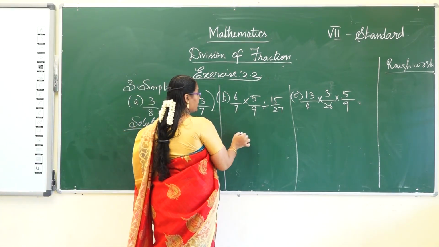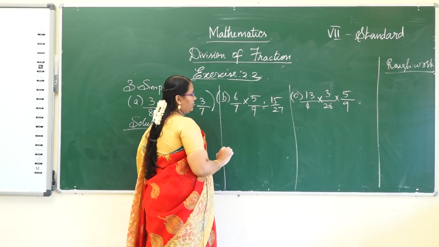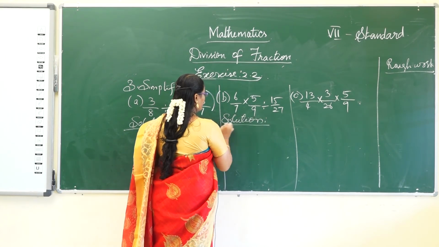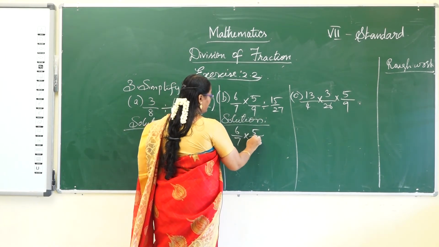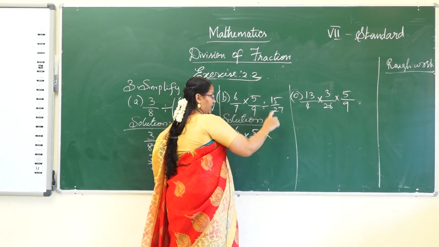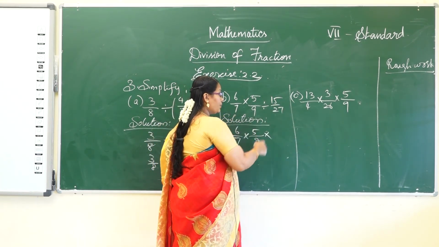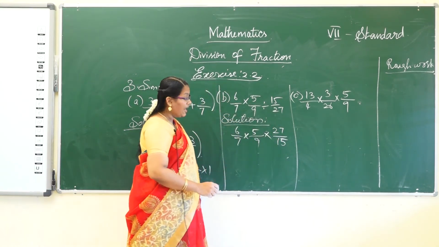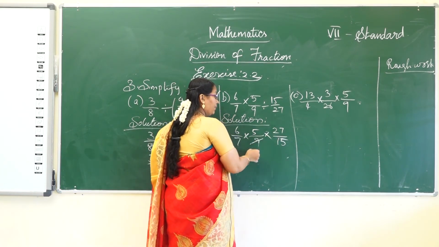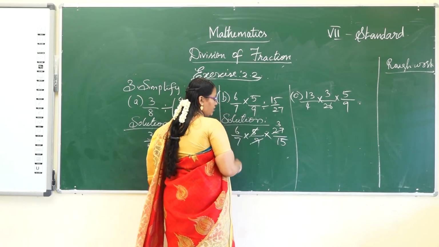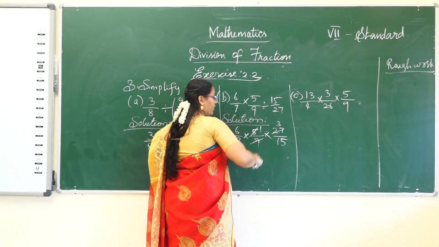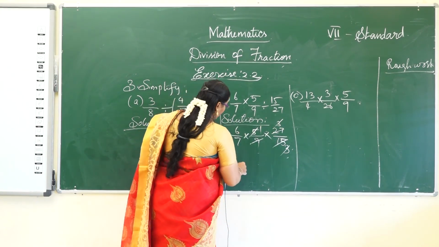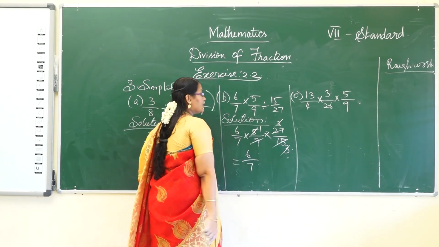Now, see the B problem. Here multiplication and division are given. First prefer which one? Division. So solution: 6 by 7 into 5 by 9, change to multiplication, and write the reciprocal of the fraction. What is the reciprocal of 15 by 27? 27 by 15. It cancels in the 9 table: 9 3s are 27. 15 also cancels by the 5 table: 5 1s are 5, 5 3s are 15. So the 3 will be cancelled. What is the answer here? 6 by 7.